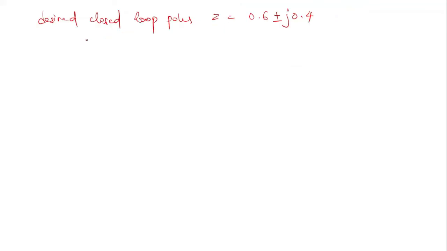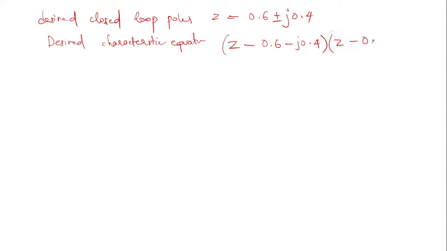The desired closed loop poles are given as z equal to 0.6 plus or minus j 0.4. So the desired characteristic equation is z minus 0.6 minus j 0.4 into z minus 0.6 plus j 0.4 equal to 0. When you simplify this, you will find that the equation is z square minus 1.2z plus 0.52 equal to 0. So this is the second equation.